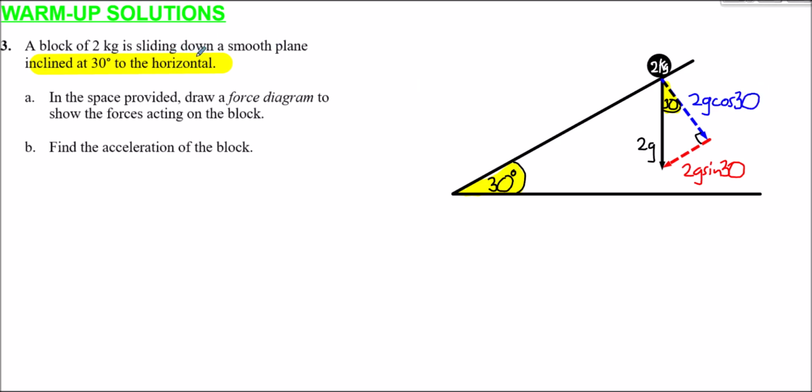Now, this plane is smooth, so there's going to be no friction resisting it. However, there will be a normal reaction force. The normal reaction force is always perpendicular to the plane. So this normal reaction force here, we can label on. Resolving forces perpendicularly to the slope, we can say that this N must be balancing perfectly with this 2g cos 30.